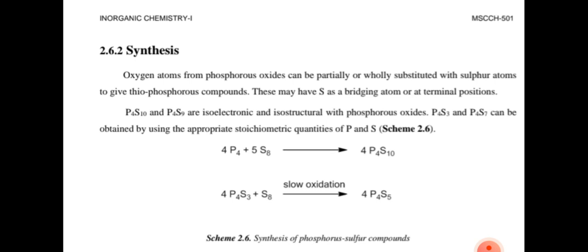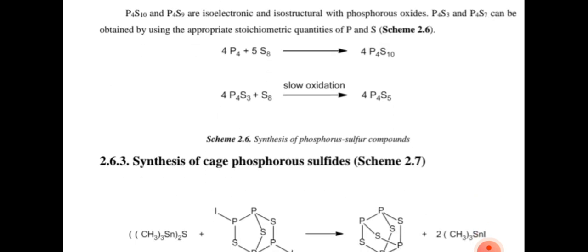Synthesis. Oxygen atoms from phosphorus oxide can be partially or wholly substituted with sulfur atoms to give thiophosphorus compounds. This may be sulfur as a bridging atom or at a terminal position. P4S10 and P4S9 are isoelectronic and isostructural with phosphorus oxide. P4S3 and P4S7 can be obtained by using the appropriate stoichiometric quantity of phosphorus and sulfur.